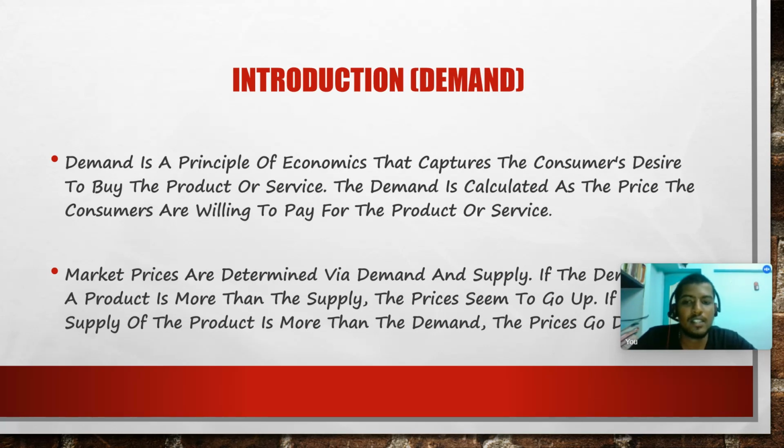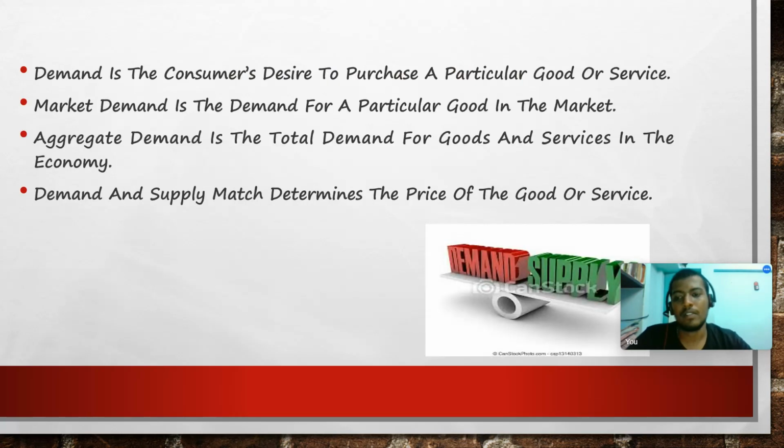Market price is determined via demand and supply. If the demand for a product is more than the supply, the price tends to go up. Demand is the consumer's desire to purchase a particular good or service.